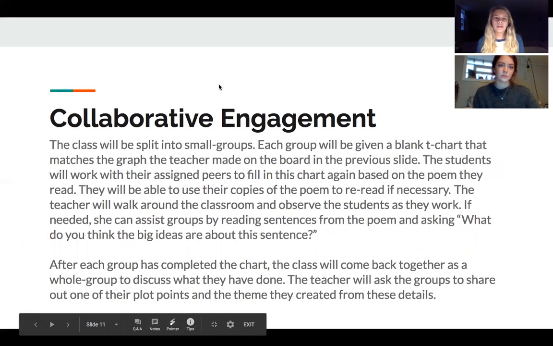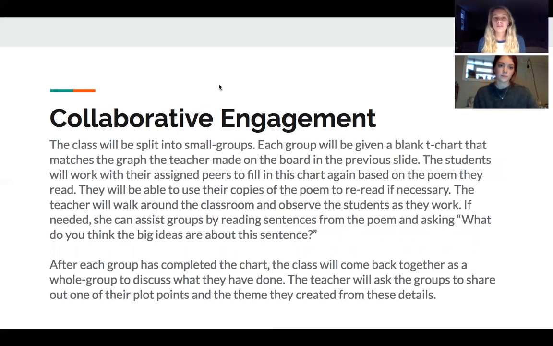For the collaborative engagement, we have decided that the class will be split into small groups, and each group will be given a blank T-chart that matches the graph the teacher made on the board in the previous slide. The students will work with their assigned peers to fill in this chart, again, based on the poem they read. They will be able to use their copies of the poem to reread as necessary, and the teacher will walk around the classroom and observe the students as they work.